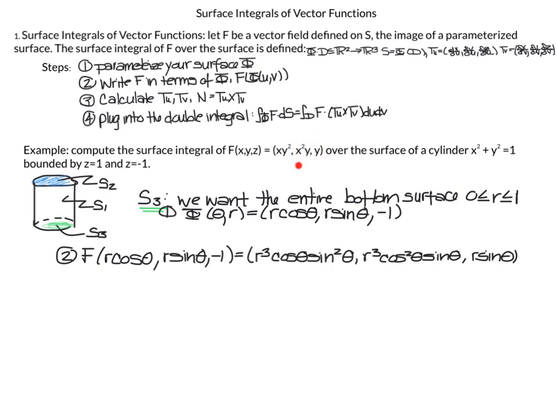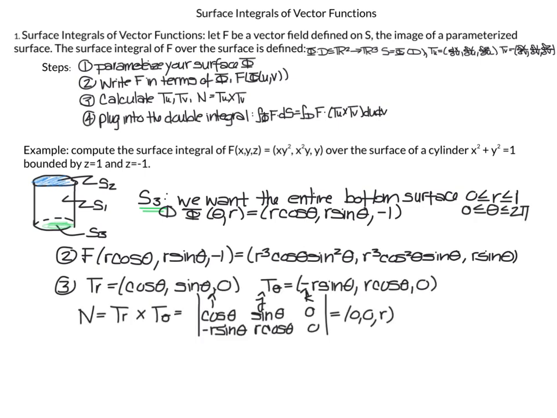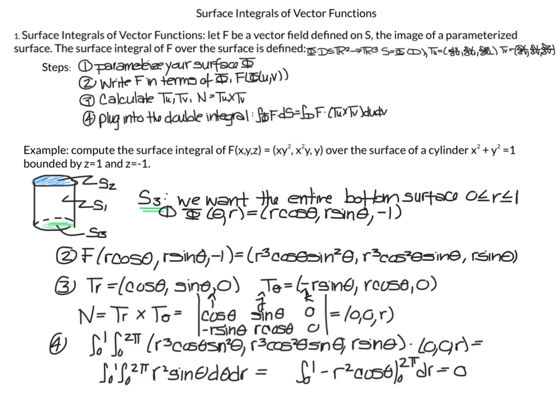For my second coordinate in f, I have x squared y, so I have r squared cosine squared theta times r sine theta, which gives me r cubed cosine squared theta sine theta. And finally, my last coordinate is just y, which is r sine theta. I calculate my partial derivatives with respect to r and theta, do the cross product, and I get 0, 0, r. Then I can plug into my formula, with theta going between 0 and 2 pi.